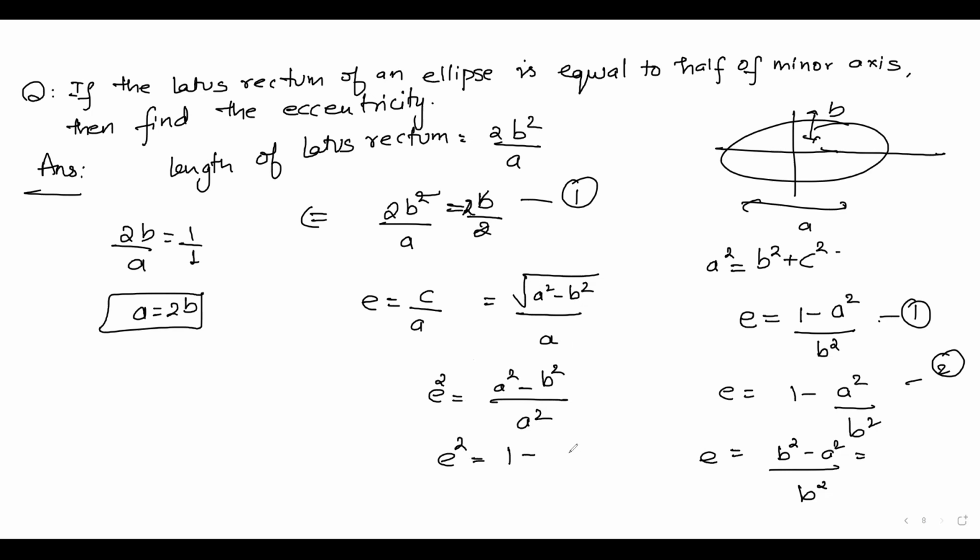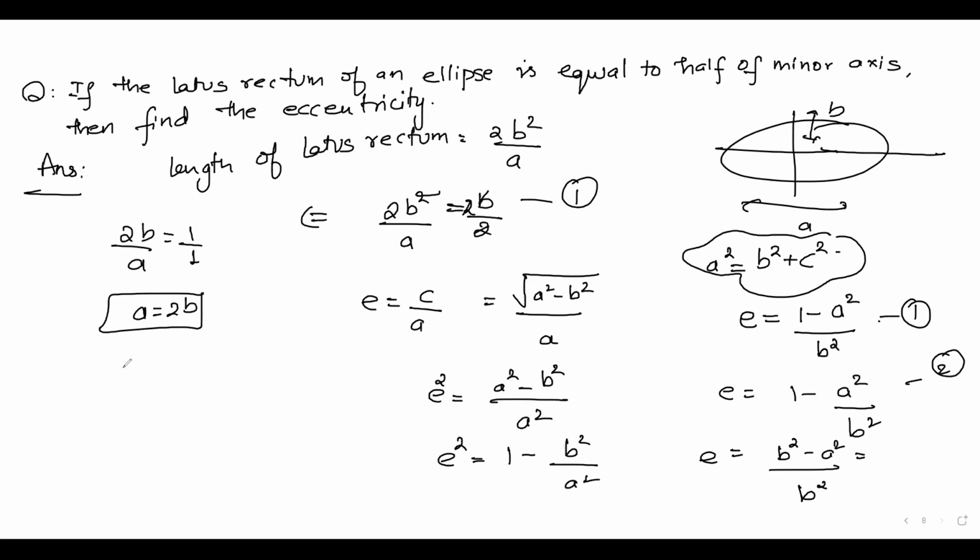If you will divide this, you will get 1 minus b square by a square. So there's no need to learn so many of these formulas. Just remember a basic formula e is equal to c by a and this relation. Now, whatever the questions you are getting, you can put in these relations and try to solve it. So we get this a is equal to twice of b.